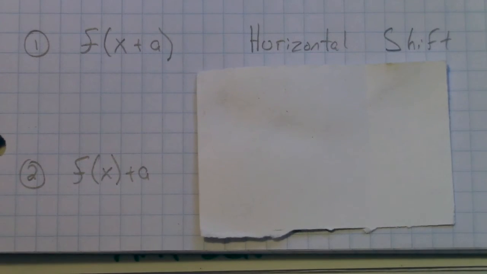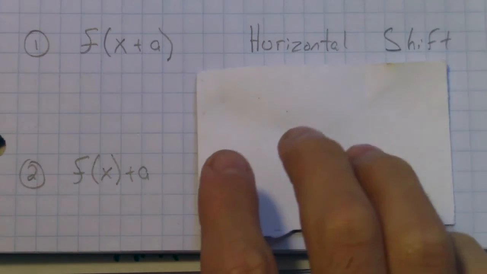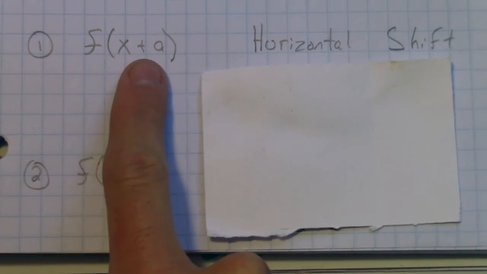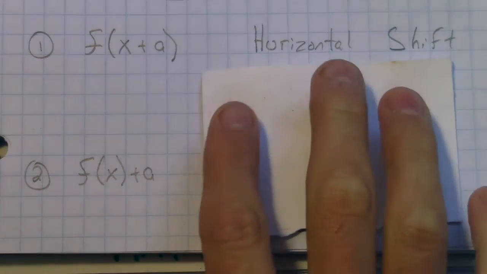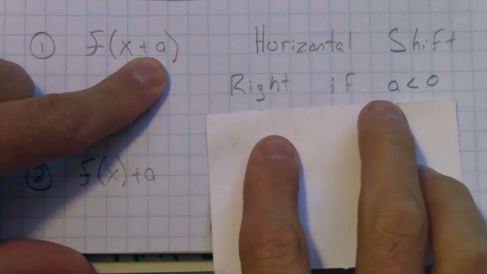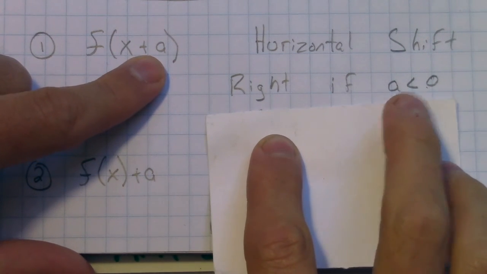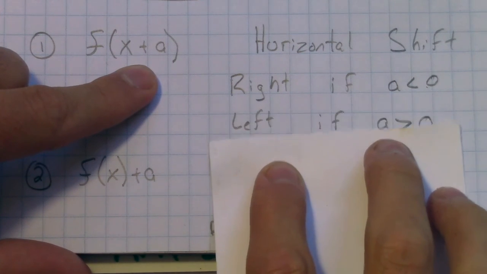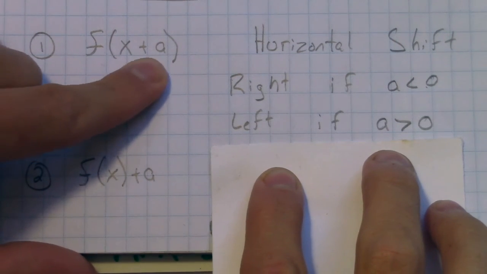All right, so just to wrap this concept up into a nice little package here, we've got a horizontal shift and a vertical shift. It's a horizontal shift if we're adding a number inside here. And remember, if a, it's counterintuitive. If we want to go right, we need a to be negative. We need a to be less than 0. And if we want to shift to the left, we need a to be positive. So this part's counterintuitive, okay?